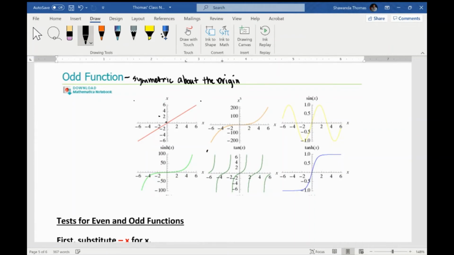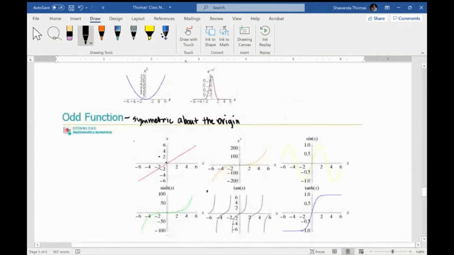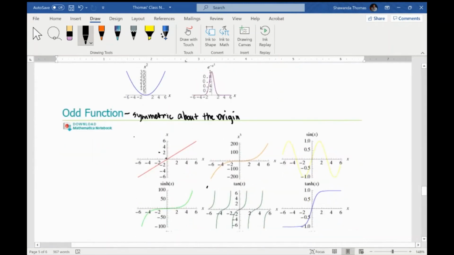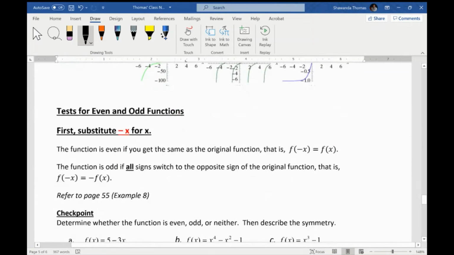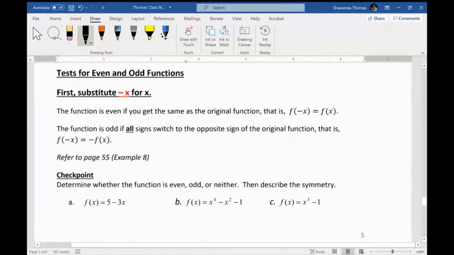But I wanted to show you how it will look on a graph if they were even or odd. But I'm about to show you now how you could tell if you actually have the function and you could do it algebraically.